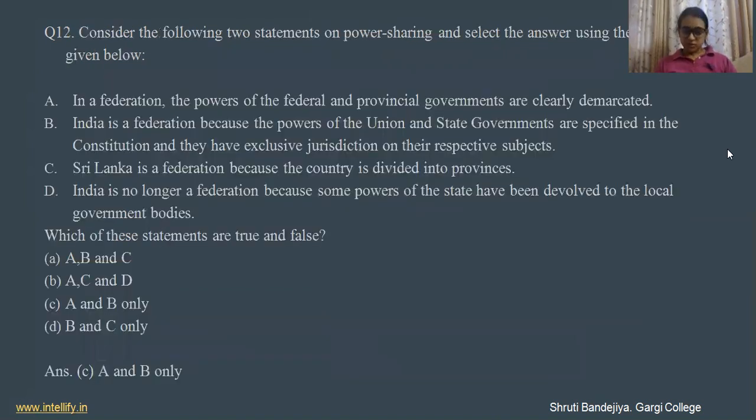Okay, so moving on to the next question, which says consider the following statements on power sharing and select the answer using the codes given below. A. In a federation, the powers of the federal and provincial governments are clearly demarcated. B. India is a federation because the powers of the union and state are specified in the constitution and they have exclusive jurisdiction on their respective subjects. C. Sri Lanka is a federation because the country is divided into provinces. D. India is no longer a federation because some of the powers of the state have been devolved to the local government bodies. So, which of the statements are true and false? Option A, B, and C. Option B, A, C, and D. Option C, A and B. Option D, B and C. So the correct answer is option C, A and B only.